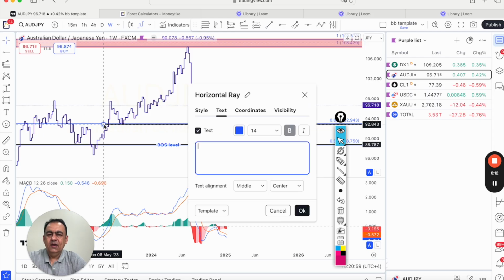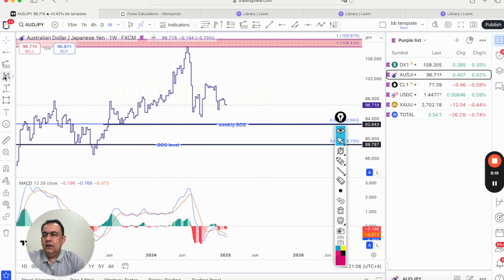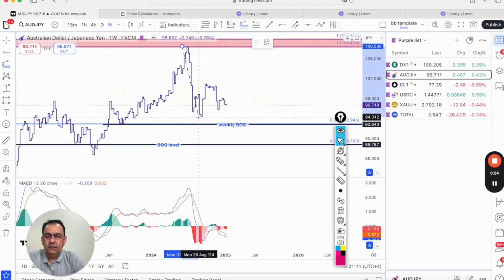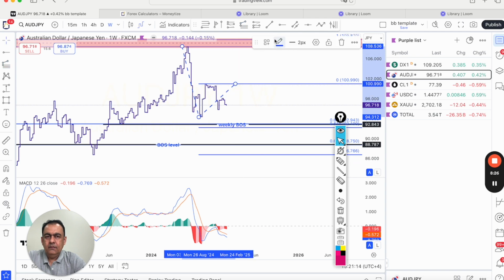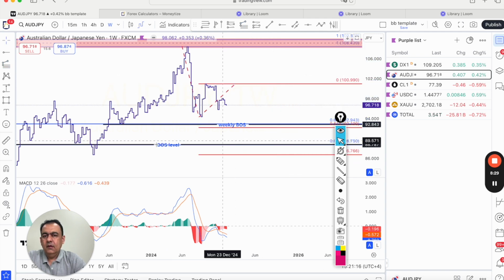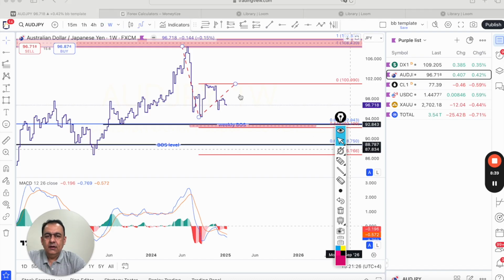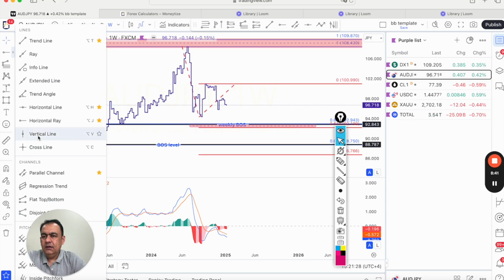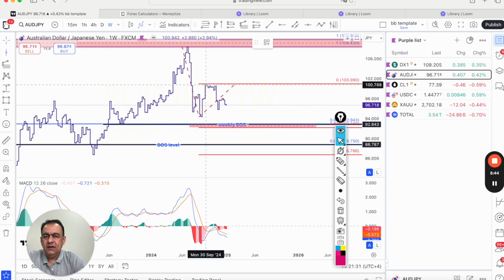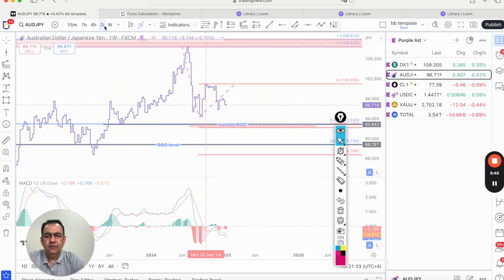So here we have weekly BOS, and we'll use ABC pattern in the bearish direction. So this could be the first target, weekly BOS in conjunction with fib extension 61.8. Let's move down to daily now, and I'm going to use a vertical line to mark the next extension on daily.